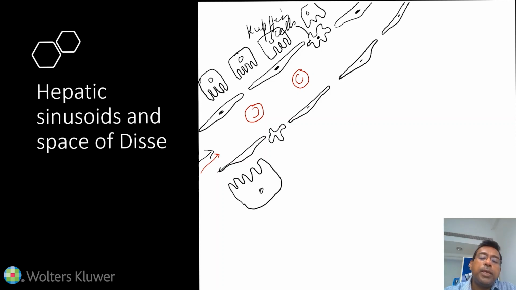And the space between the hepatic sinusoid and the hepatocyte, this space here, is the space of Disse. This space is the space of Disse, and it is through this space that the exchange of substances between the blood and hepatocytes occurs.